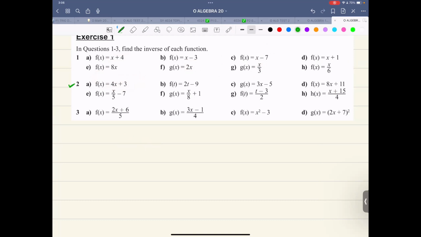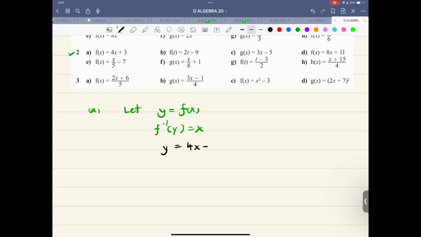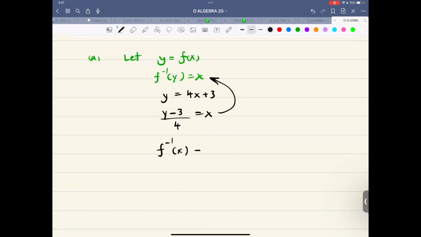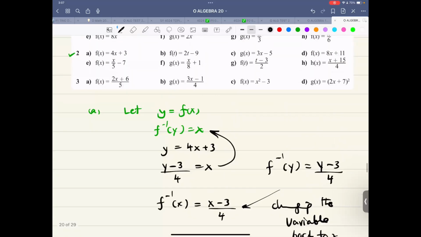Let's write it out. Let y is equals to fx. Therefore, f inverse y is equals to x. So therefore, y is equals to 4x plus 3. Y minus 3 divided by 4 is equals to x, but x is f inverse y. So therefore, f inverse x is equals to x minus 3 over 4. You can first write this as f inverse y is y minus 3 over 4. It's just changing the variable back to x. That is all what we have done so far.